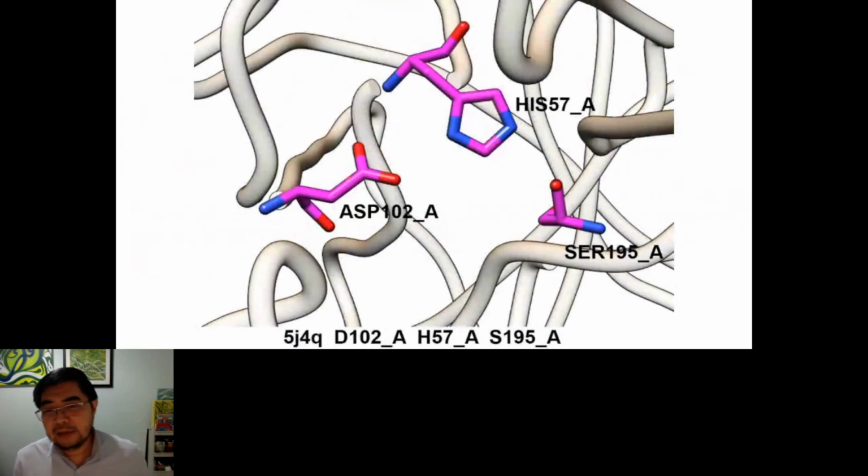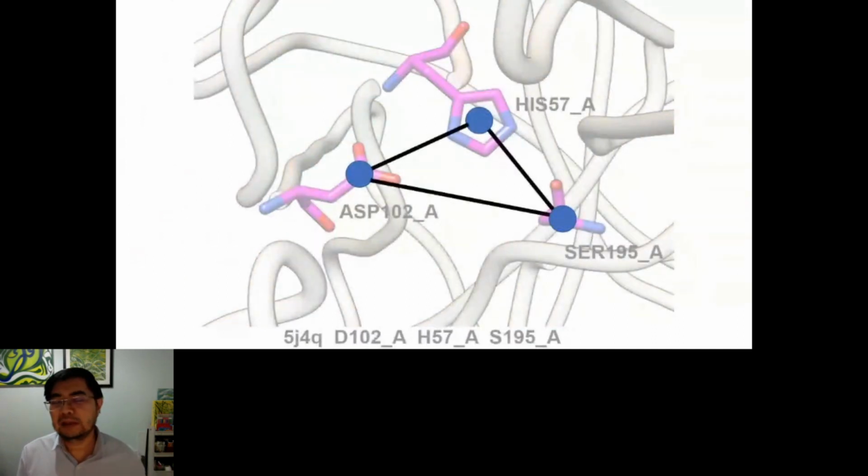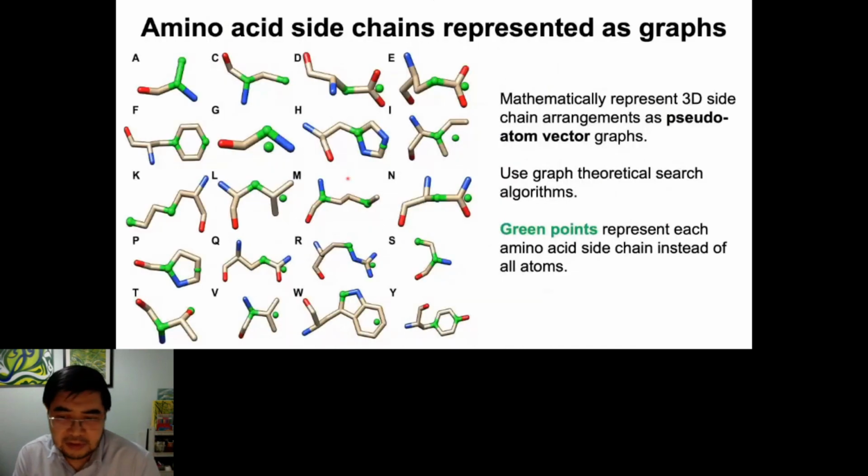And let's go back to that serine protease catalytic triad. Try to look at it from a graph theory point of view. So in this particular case, the side chains of the amino acids can actually be the nodes of a graph, and the distances between them define the edges or the relationships in terms of spatial distance.